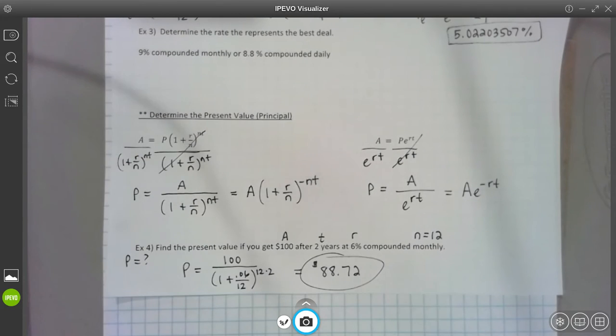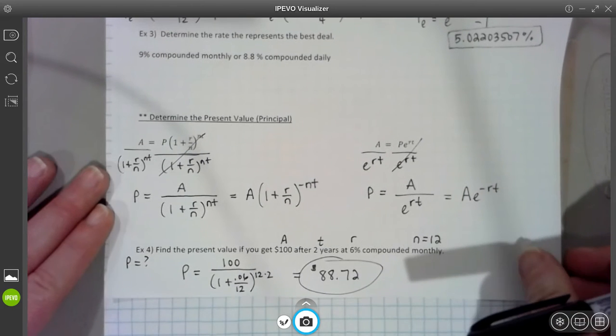Everybody okay with that one? Just finding the present value. Everybody good? Again, as long as you know what each piece of the problem represents, what variable it is, you just plug it into the formula. All right, let's go to the second page.